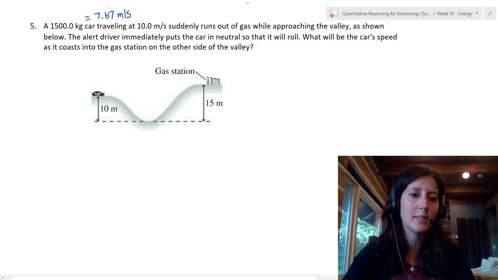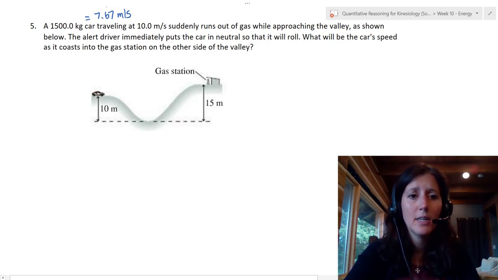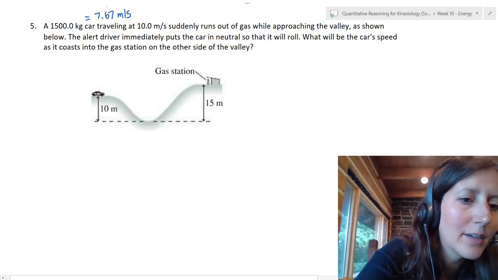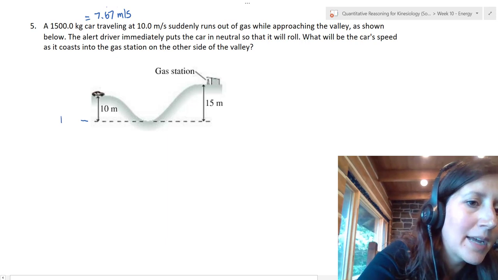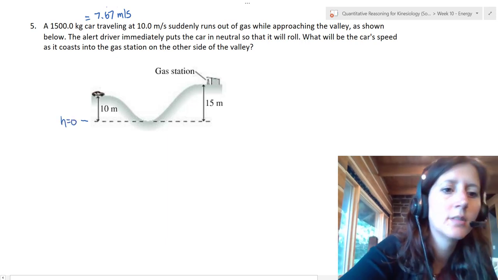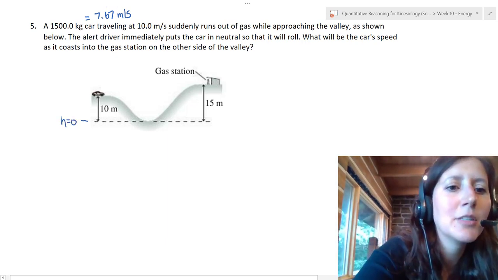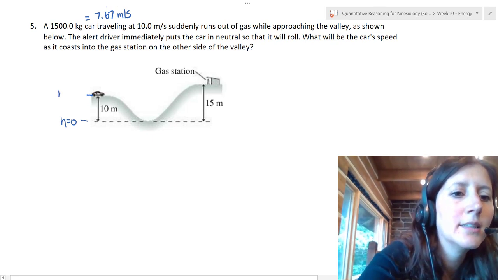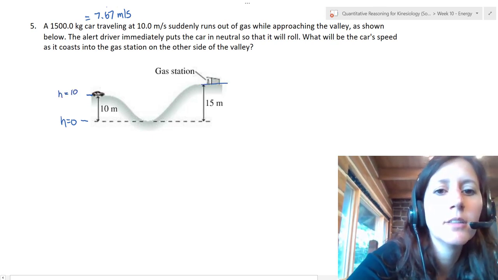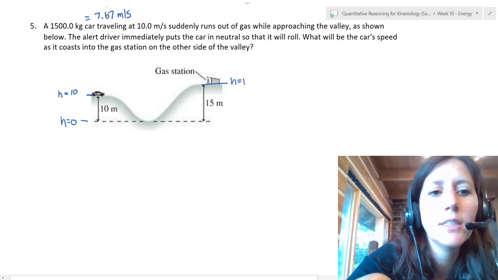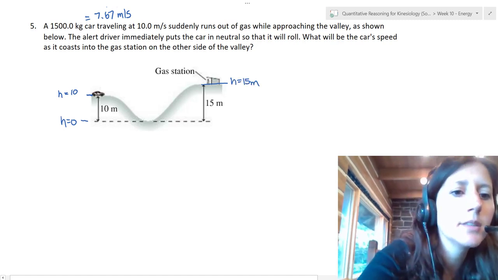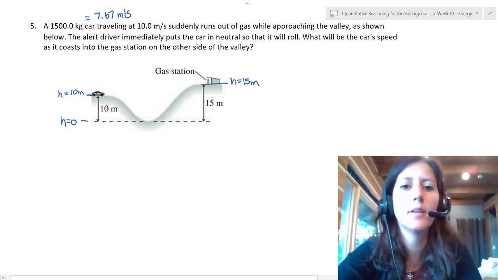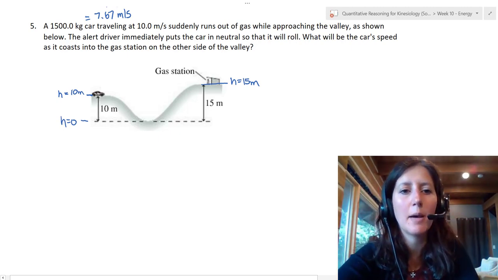All right, so before we begin, what we need to always do for all these questions is to define our reference height. So we can choose wherever we want to be the reference height. Normally people will choose the bottom of the diagram, so that would be right here. So this is where my height is 0. Then that means over here my height is 10, and over here my height is 15 meters. All right, so that's a really important first step.